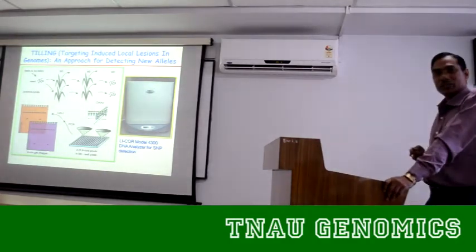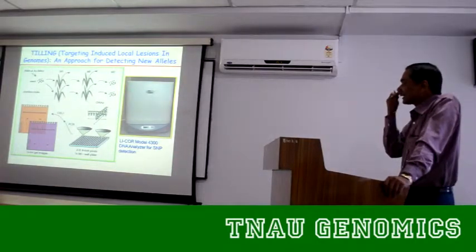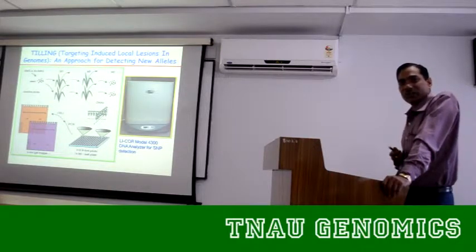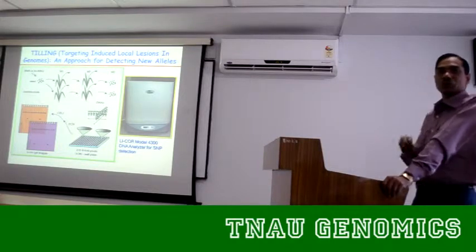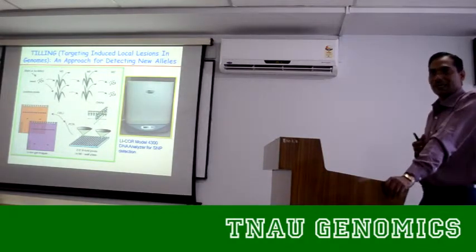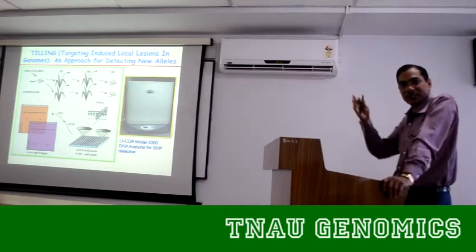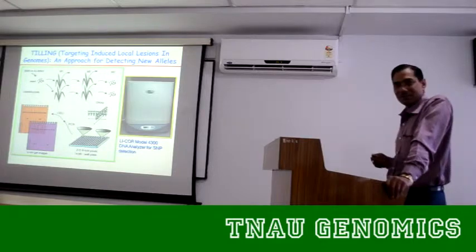You don't really have to sequence to start with. What you do is you can just isolate. This is TILLING, targeting induced local lesions in genomes. This technology was utilized to identify mutations in the genome in mutagenized populations. You can extend this to germplasm, and that's called eco-TILLING. Instead of a mutagenized population, you extend this technology to germplasm lines. But basically, the method remains the same.